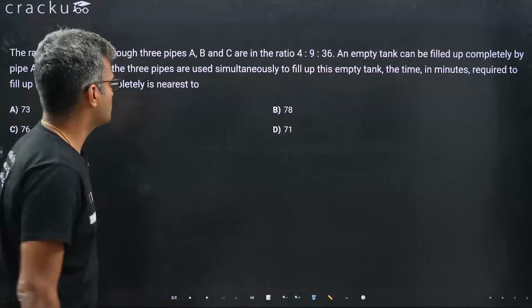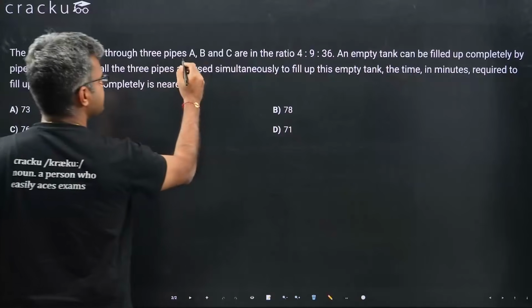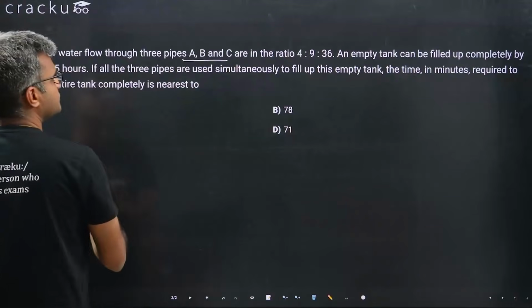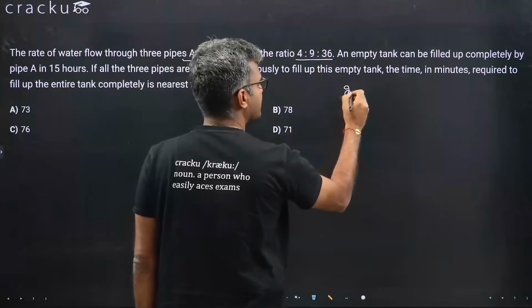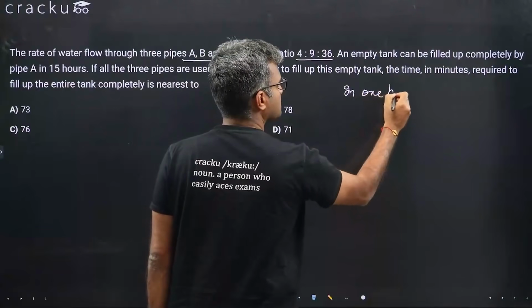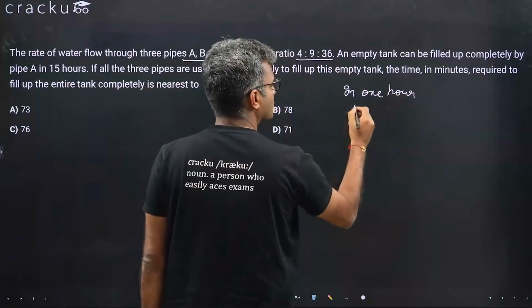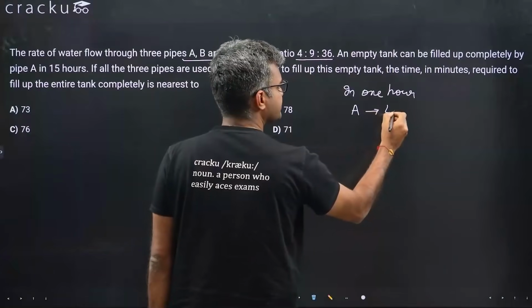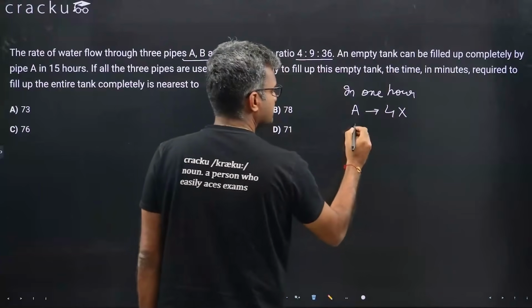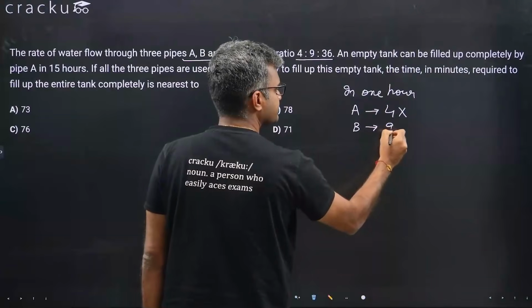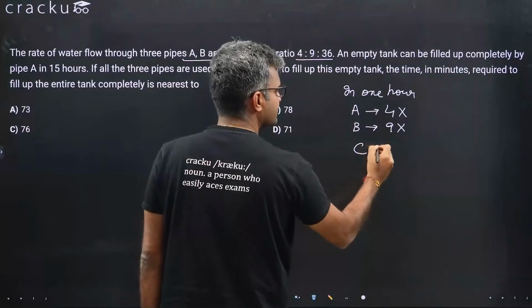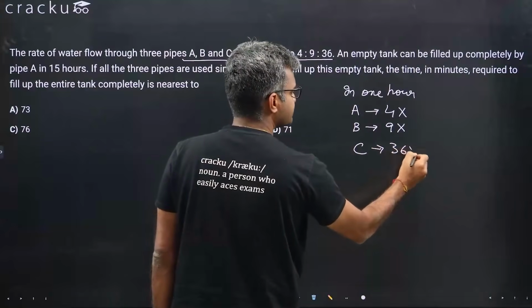In this question, we are told that there are 3 pipes A, B and C and the rate of water flow through them is 4:9:x. So let us assume that in 1 hour, the amount of water flowing through A is 4x liters, through B will be 9x liters, and through C it will be 36x liters.